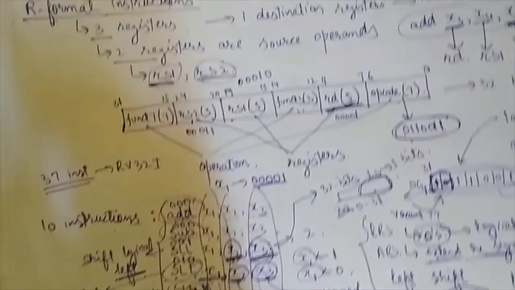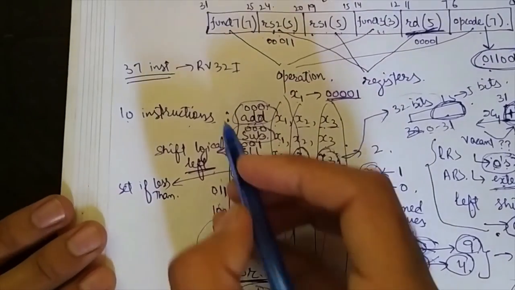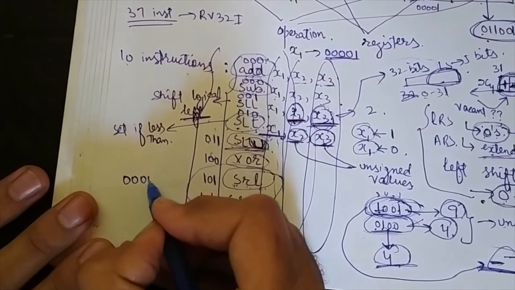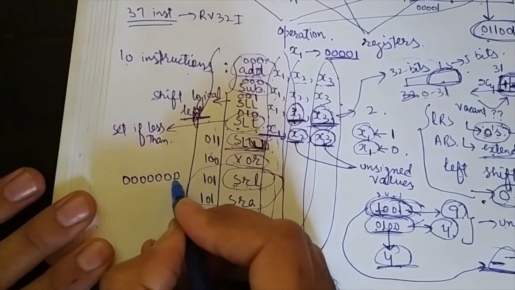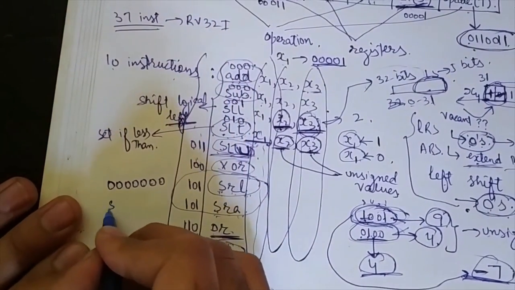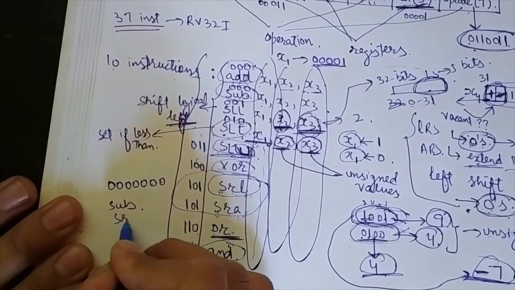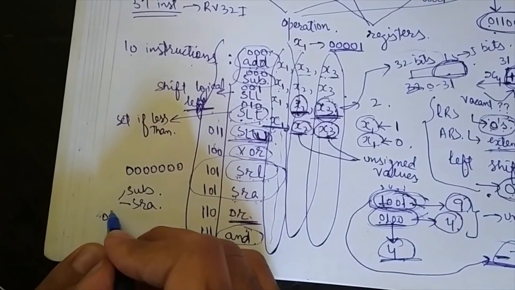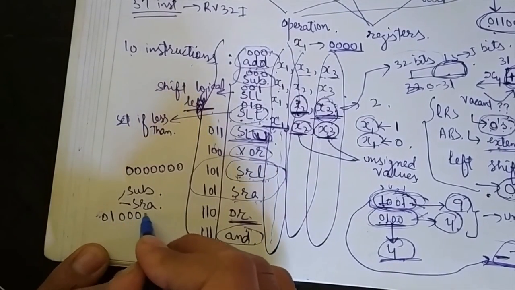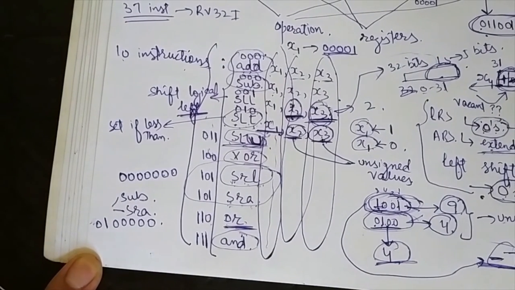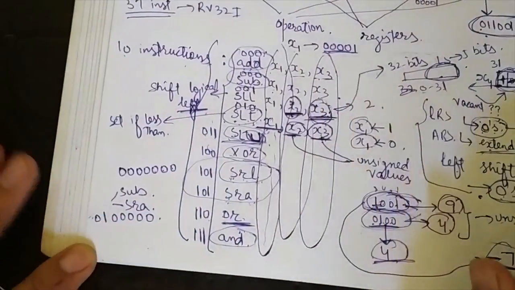Okay, and what is remaining? FUNC7. For all these instructions, FUNC7 is 0000000, seven zeros, except sub and SRA. For these two instructions, FUNC7 is 0100000. Okay, so I hope you got it.